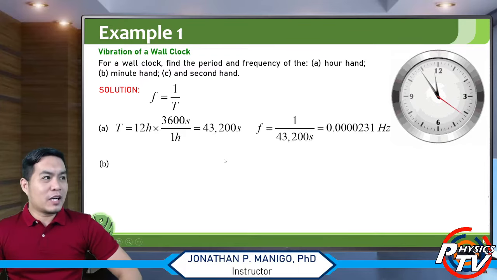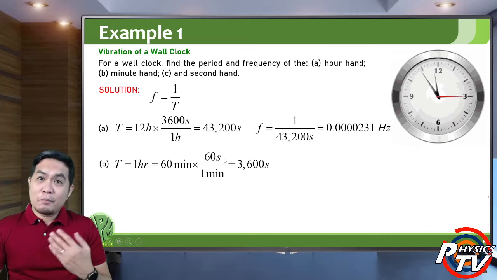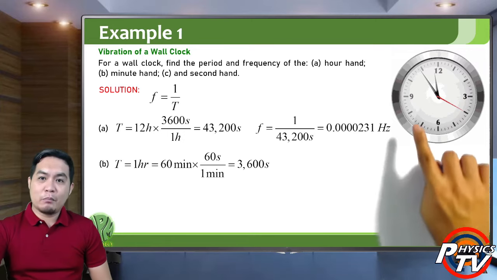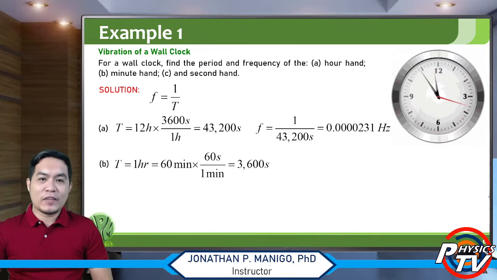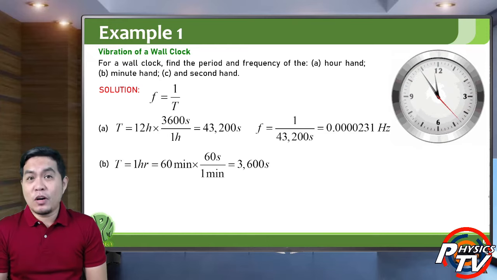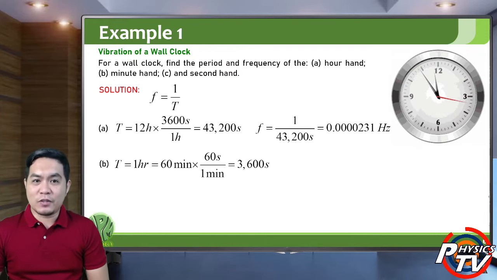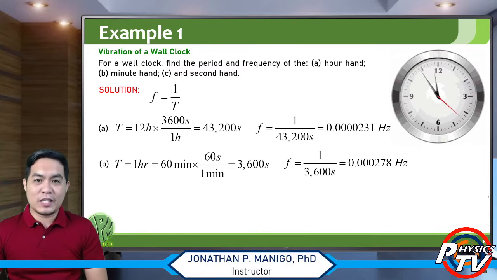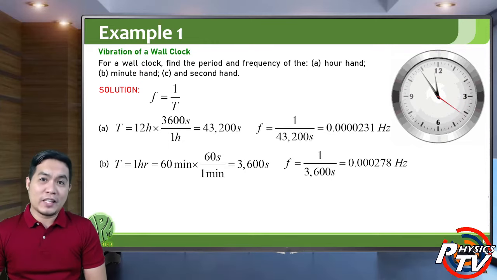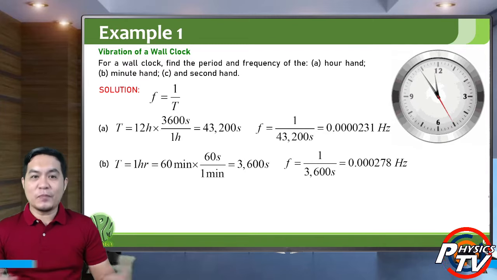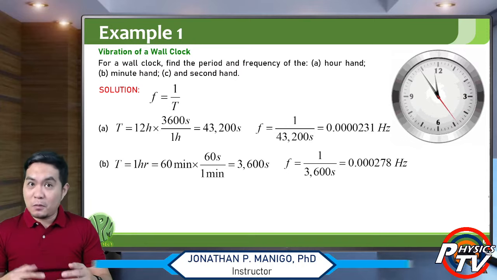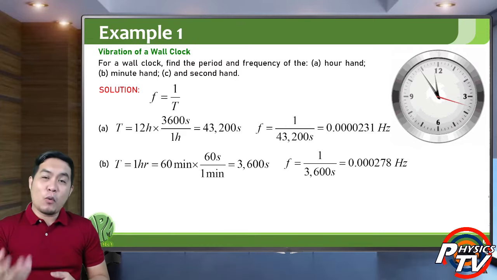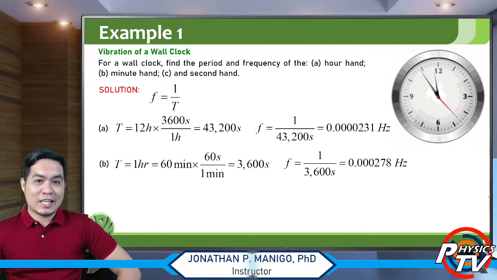So let's now go to the minute hand. The period for the minute hand, the time that it makes one complete revolution or one complete cycle in the wall clock, is 1 hour or 60 minutes or 3,600 seconds. If you take the inverse of that to get the frequency, 1 over 3,600 seconds is 0.000278 hertz. So in layman's terms, the frequency of the minute hand is once every hour, or once every 60 minutes, or once every 3,600 seconds.